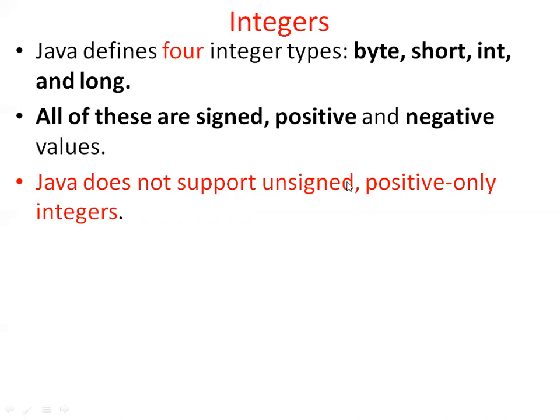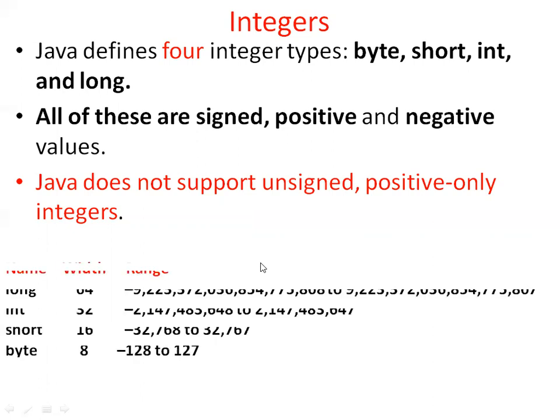Unsigned means there are no negative numbers, only positive integers. That kind of unsigned numbers is not supported in Java. That means there is no keyword unsigned in Java. In C and C++ you have the unsigned data type, but here it is not available. All are signed types only. That means 1 bit is allocated for storing the sign. This is another important point to be remembered.